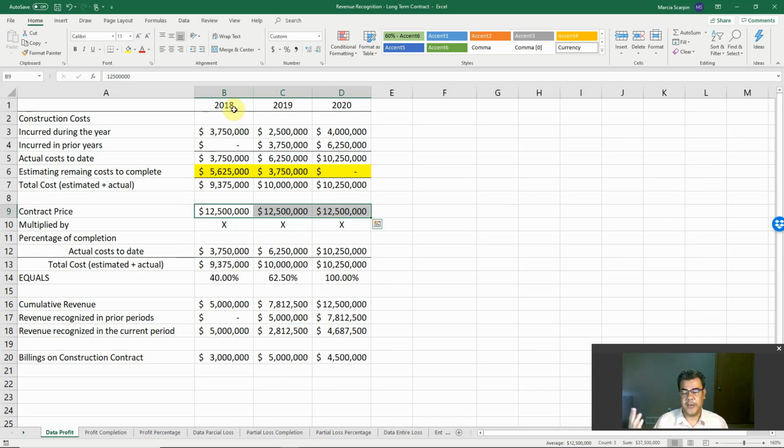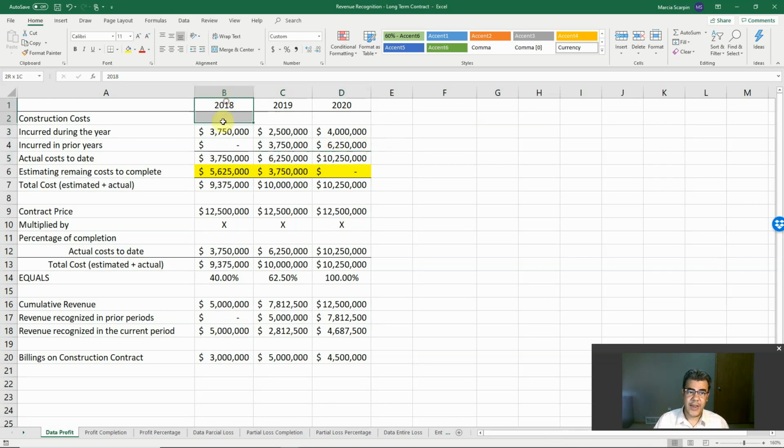So let's consider here 2018, 19, and 2020. And we have these costs here incurred in the year: 3,750,000 first year, 2.5 million second year, 4 million the third year. And here incurred in prior years. And we have the cumulative costs here.